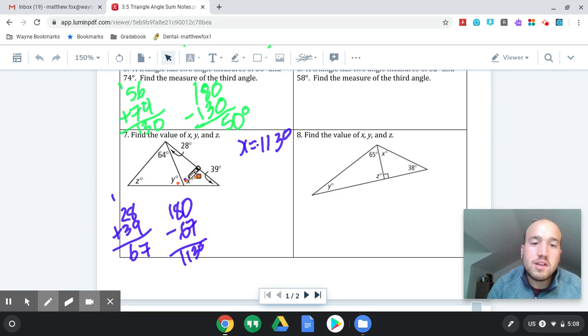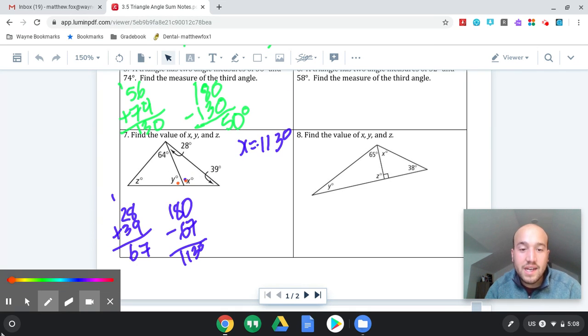Now at this point, hopefully you're starting to recognize right here, angle y and angle x. There's something special about that. Way back in January, we started talking about that. It's a straight line cut into 2 parts. It's going to be supplementary. It's a linear pair. They're going to add up to 180.